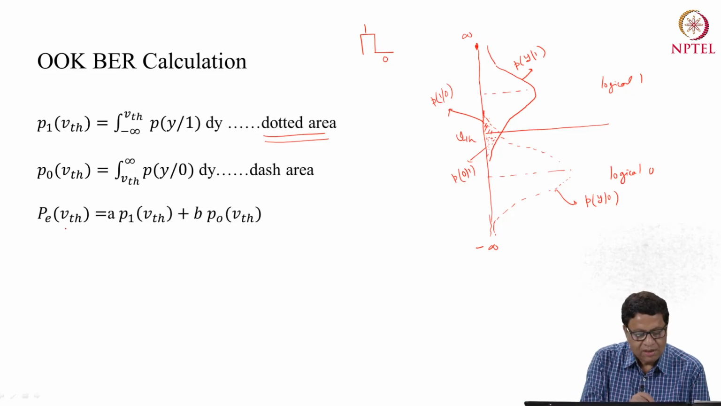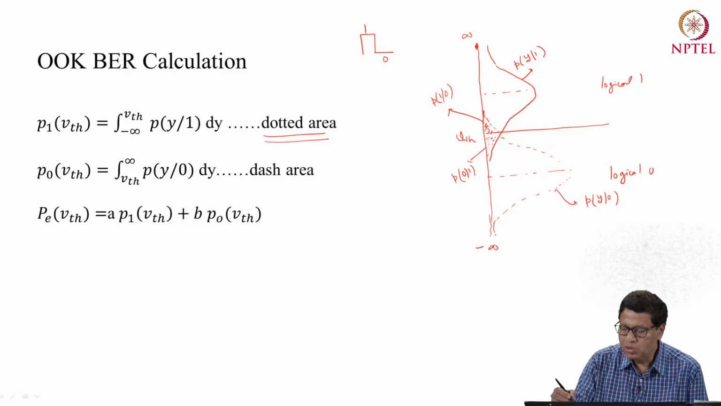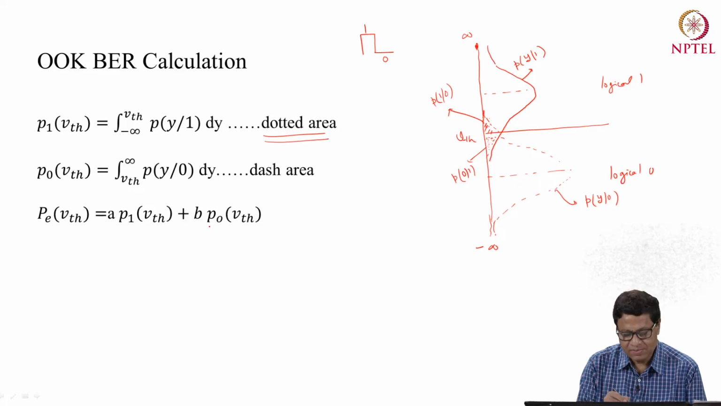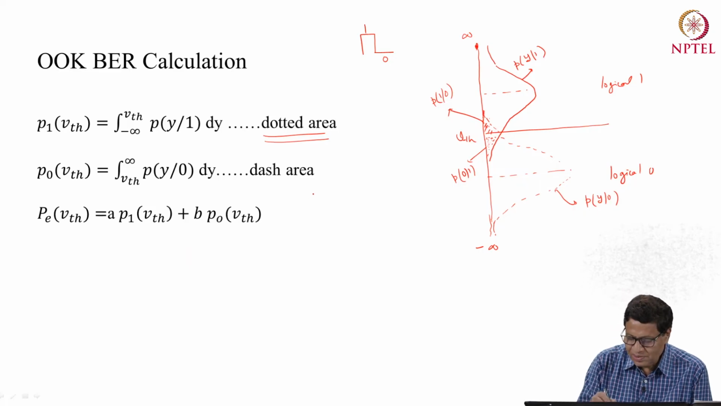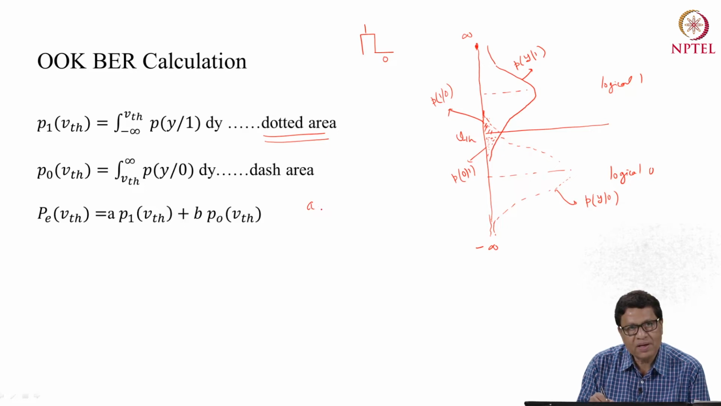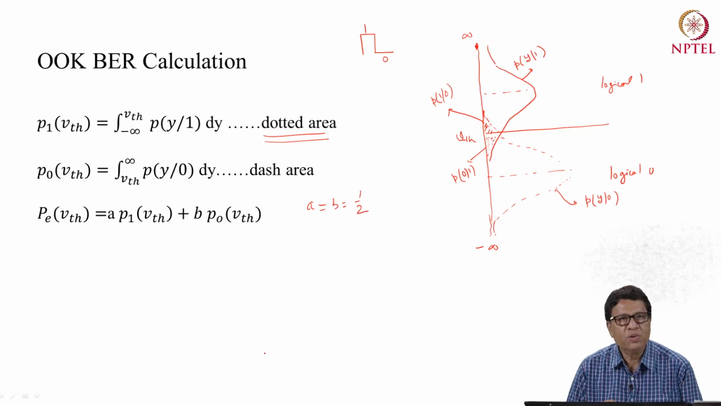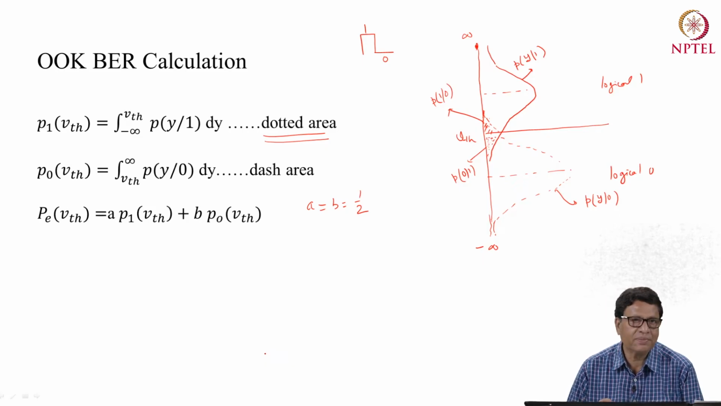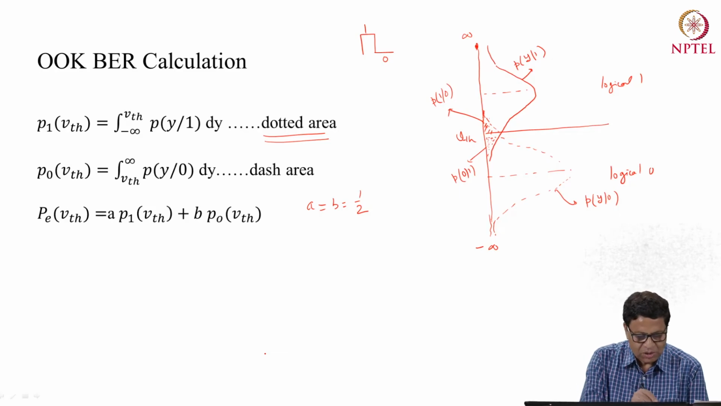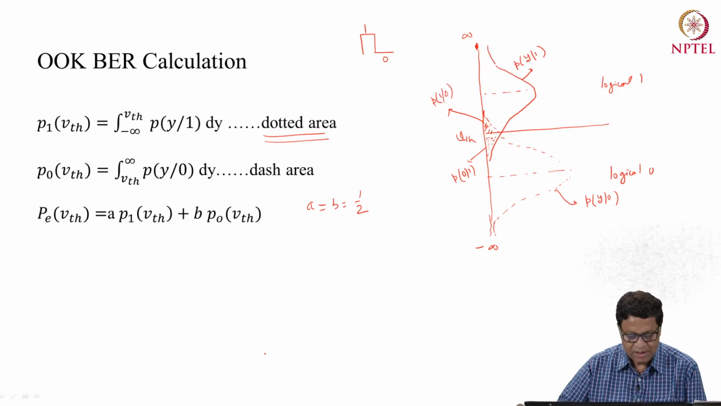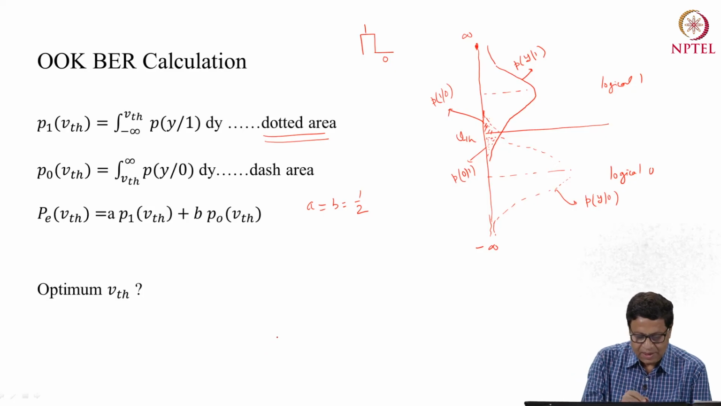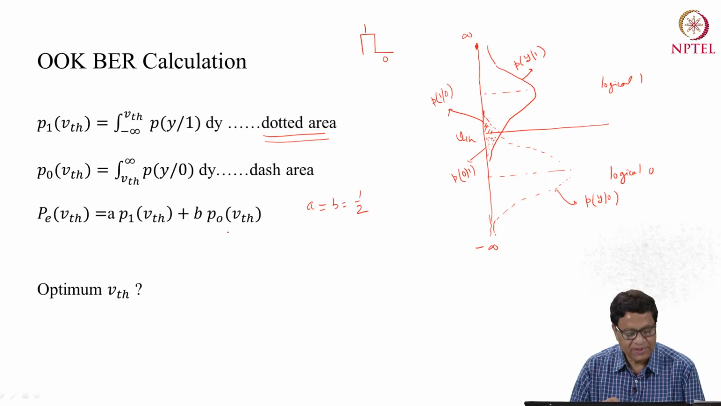So the total probability of error will include both these areas, and A and B are the probability that 1 is coming and the probability that 0 is coming. For simplicity, we can assume the probability that 1 is coming is half, same as 0. So A is equal to B is equal to half. The zeros and ones which are coming in the digital stream are in equal numbers. The probability of 0 occurring is half, probability of 1 occurring is half. So the total probability of error will be basically half P1 VTH plus half P0 VTH.